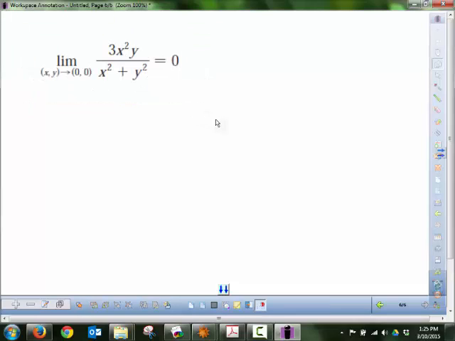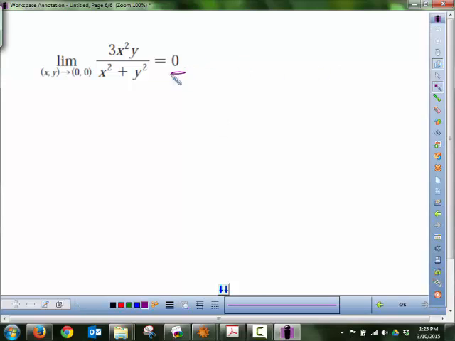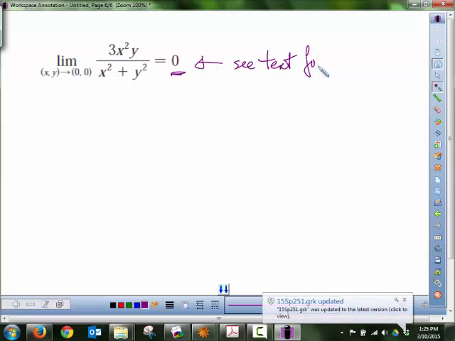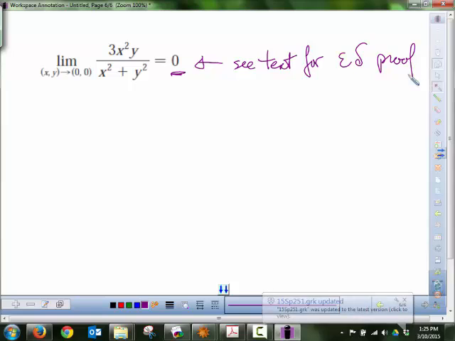So let's take a look at this function. Without proving it, because the book does it, they got the limit of this thing to be equal to 0. See text for epsilon delta proof. Why it's equal to 0, but it does equal to 0.